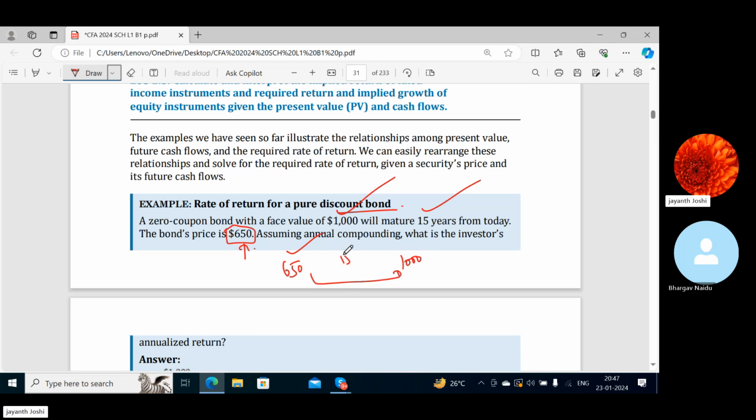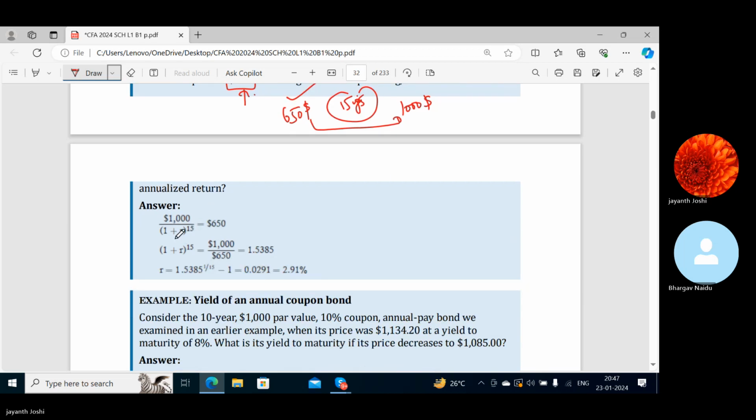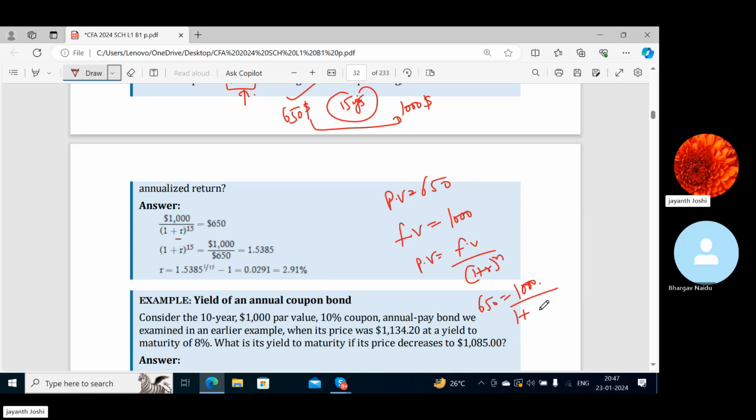The span is 15 years, and they will repay you $1,000. That is fixed, right? They're asking you to find out the return. There's a direct way to find out. Present value is 650. Future value is 1,000. So present value is equal to future value divided by (1 plus r) whole power n. That is, 650 is equal to 1000 divided by (1 plus r) whole power 15.